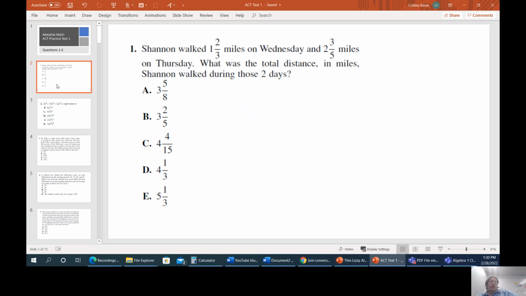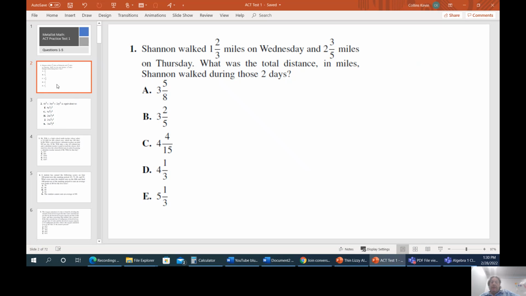Okay. So this one is pretty much just adding fractions. It says Shannon walked 1 2/3 miles on Wednesday and 2 3/5 miles on Thursday. What was the total distance in miles she walked during those 2 days? First things first, 2/3 is bigger than 1/2, and 3/5 is bigger than 1/2. So those two fractions together are going to add to something a little bigger than 1.